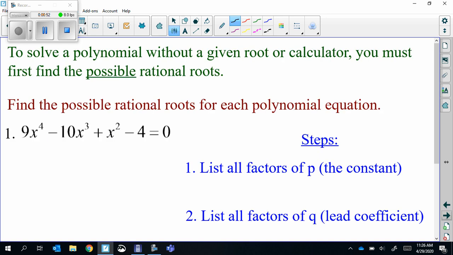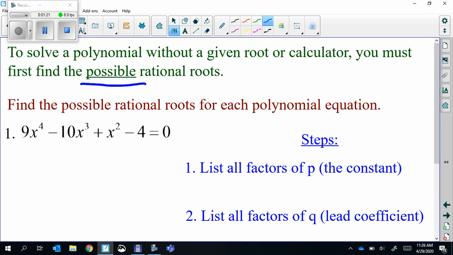But first, the difference between this lesson and the last one is now we don't know any roots to get started with, and it's a 4th degree. Last lesson there was only a 3rd degree. We were told one root and then we solved out the rest. This one we don't know any, so we have to first figure out the possibilities.